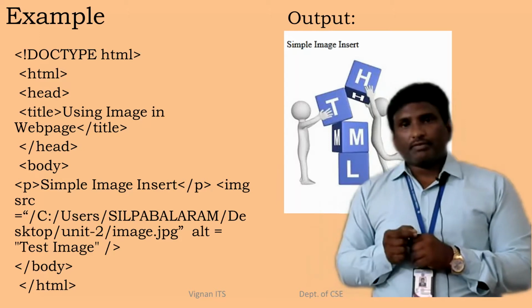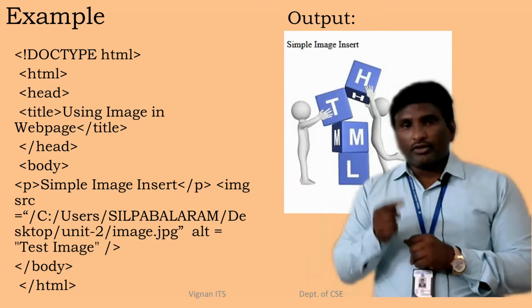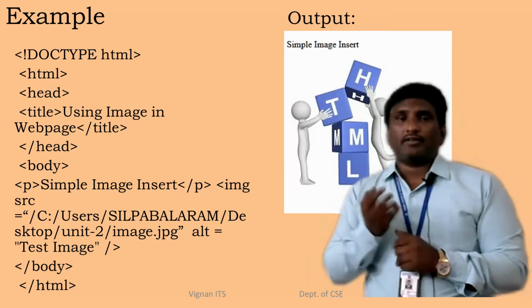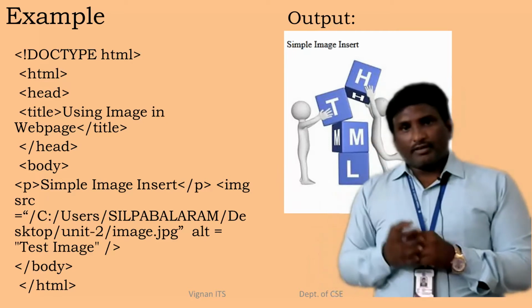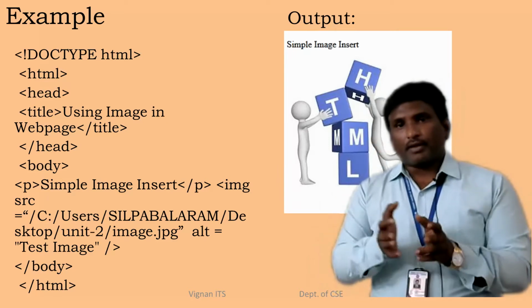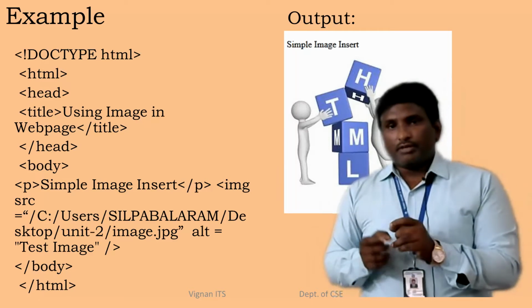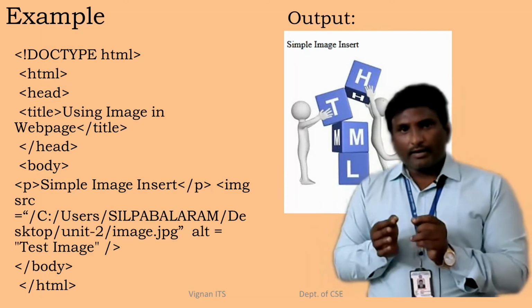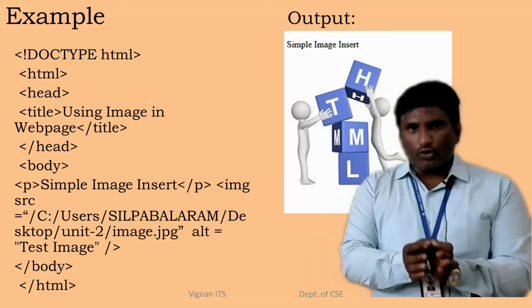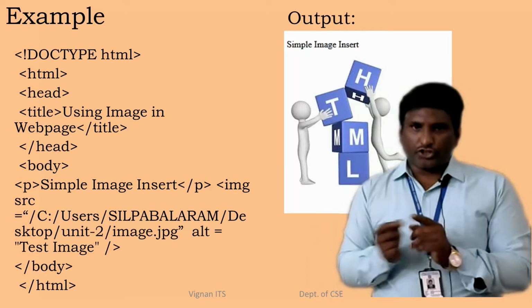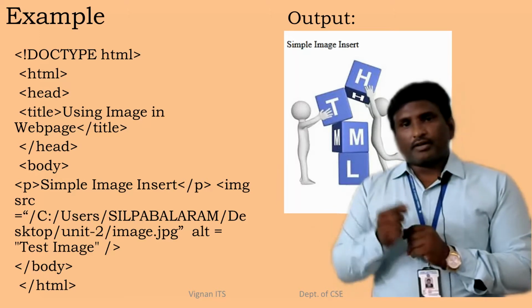Here is a prerequisite you need to remember. Before C, we need to write a forward slash, before the directory name. That is very important in order to specify the path of the image. And my alt equal to test image. If the image.jpg file is not available in the unit 2 directory, the message test image will be displayed. That is the purpose.